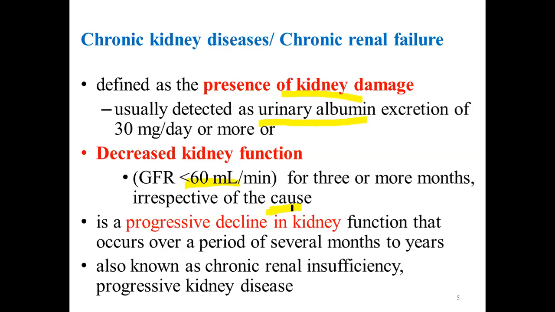So remember, this condition is a progressive decline in the kidney function that can occur over a period of several months to years. So that is why it is known as a chronic kidney disease. It is also known as chronic renal insufficiency, as I have said.